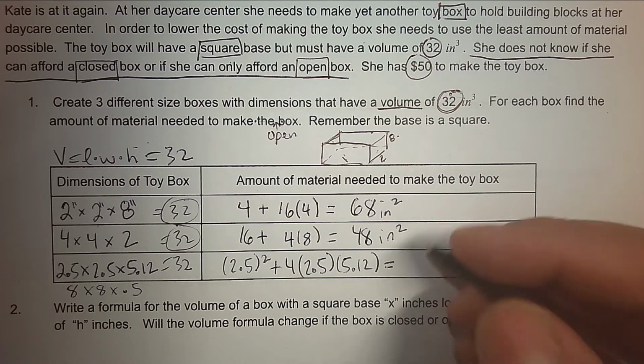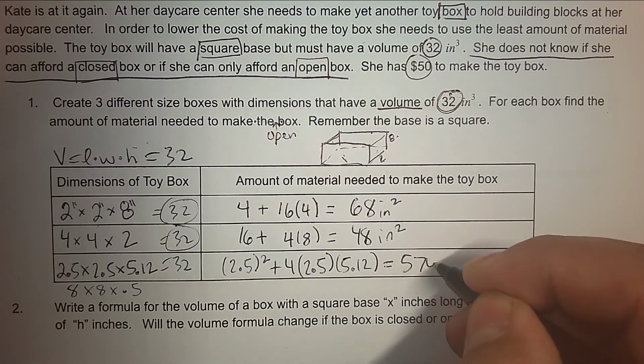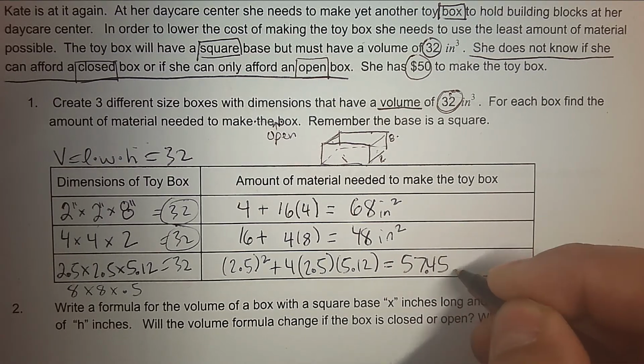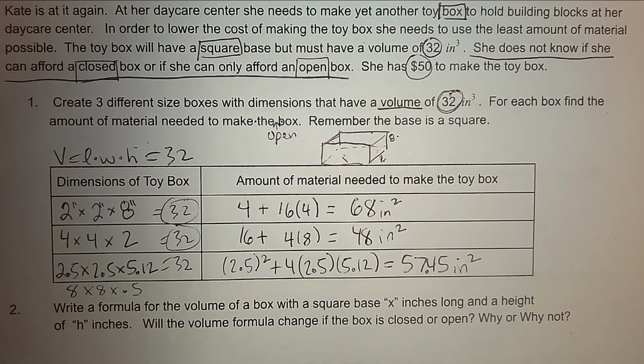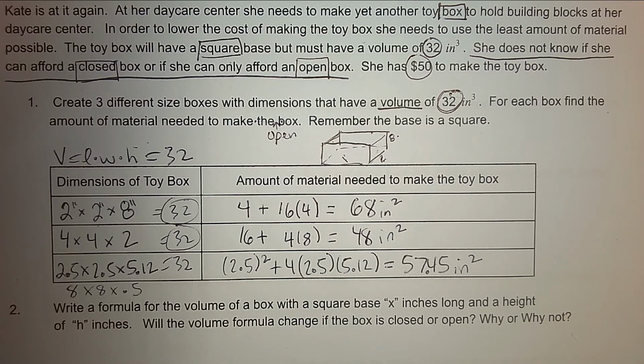So for the last one, it's 57.45. And what I wanted you to see is, does the size of the box matter for how much material you need? What's our goal is to find the least amount of material. Does that mean my answer is here in the middle, because it's 48, that's the smallest number?